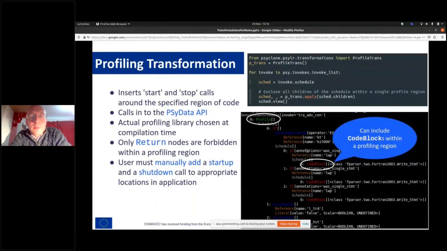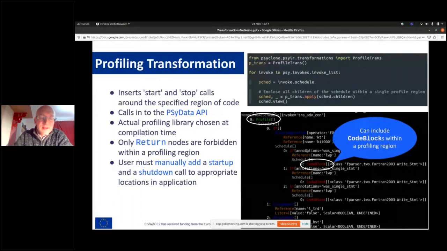And what library you actually call at execution time is determined purely by what you link to at compilation time. Profiling is pretty relaxed about what you can include within it, because you're not actually parallelizing any code. Obviously, you're just putting timers around it.